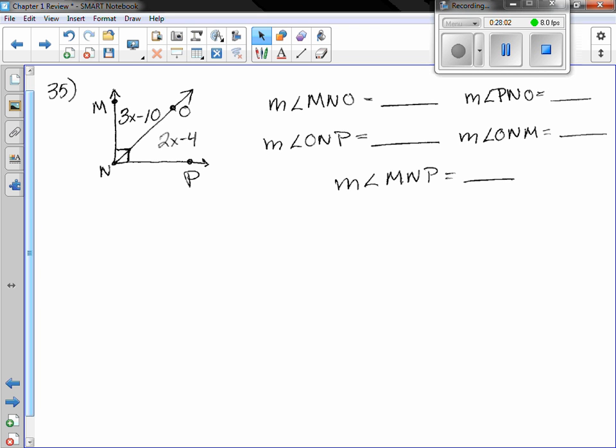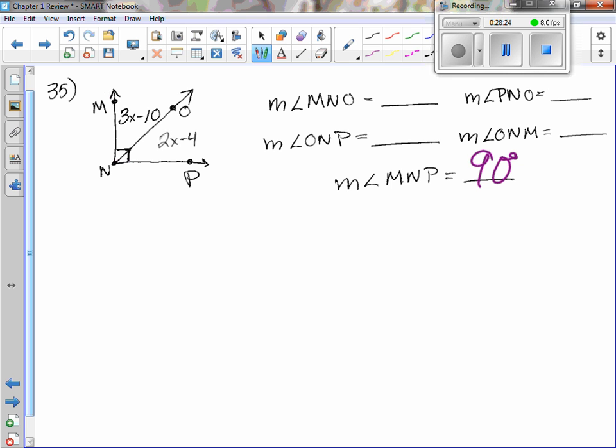Looking at this here, I don't even have to do any of the calculations to find one of these. Which one do I not have to do anything to find? MNP, because MNP is 90. This here is 90 degrees. It told us.